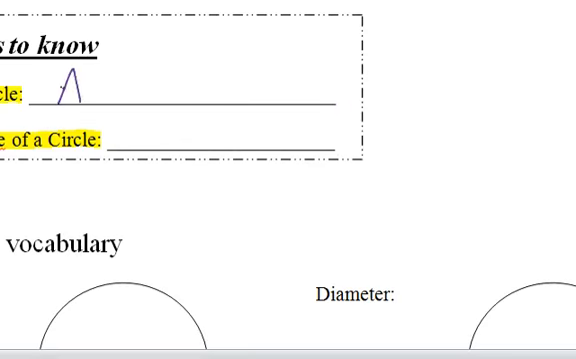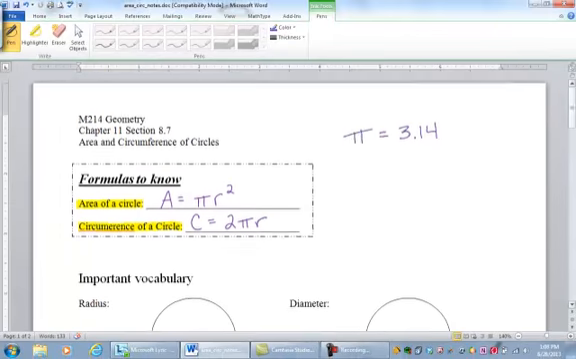For area, what I'm going to write is area equals pi r squared. And remember that r means radius, and we'll get down to that in the vocabulary section. And the circumference of a circle is a similar formula, but it's 2 pi r. Okay, so those are your two very important formulas that you're going to need to have in front of you while you're learning how to do these circle problems.